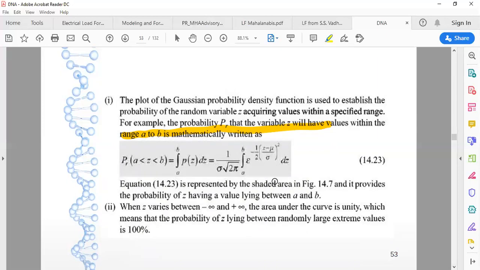Now, sometimes the meter will be 100% accurate. Sometimes it may show a zero reading. So the reading will lie from minus infinity to infinity. Those are the two extreme cases we have to consider.